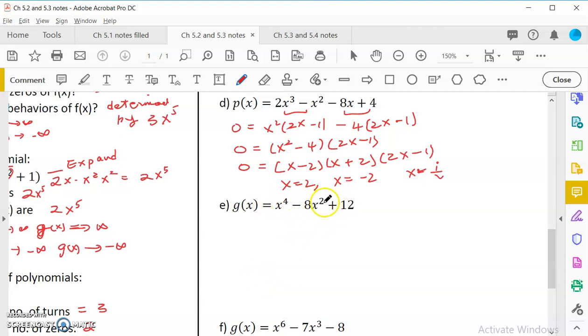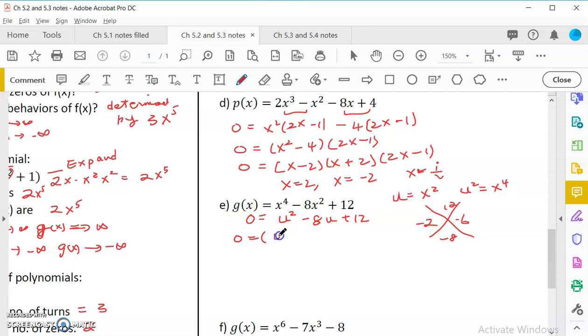x squared, it's x to the 4th and x squared. So I can think of u is x squared, u squared is x to the 4th. So we replace them by u. u squared minus 8u plus 12. So this becomes quadratic. I can use factoring 12 and then negative 8. So what two numbers? They will be negative 2 and negative 6. When they multiply, they're positive 12. So 0 equal to u minus 2, u minus 6. Right? 0 equal to x squared minus 2, x squared minus 6.